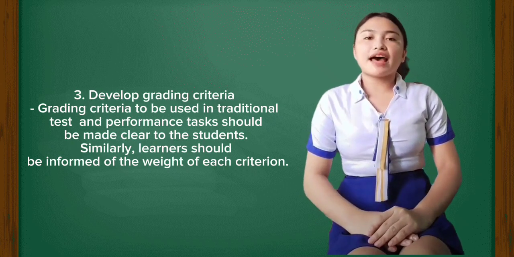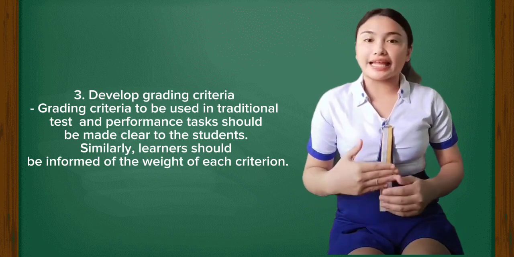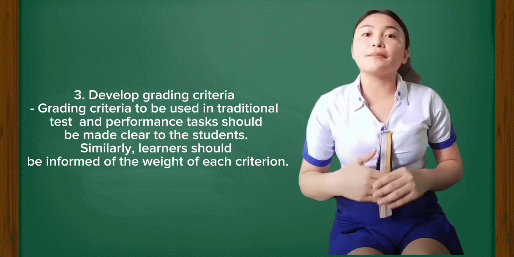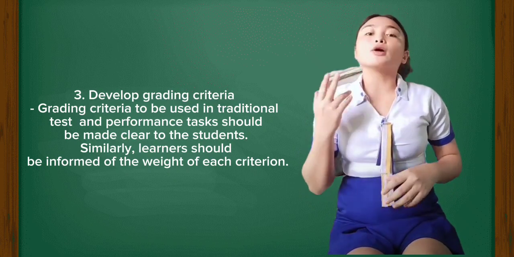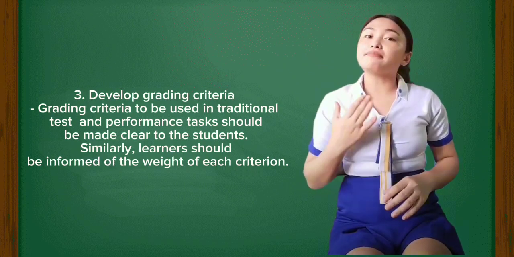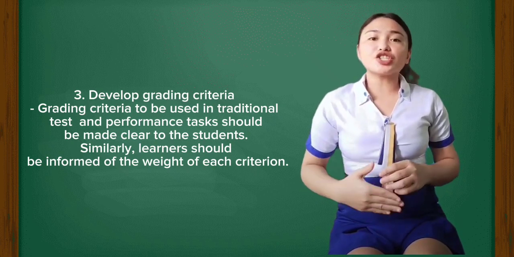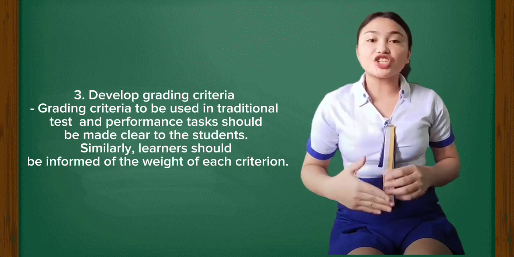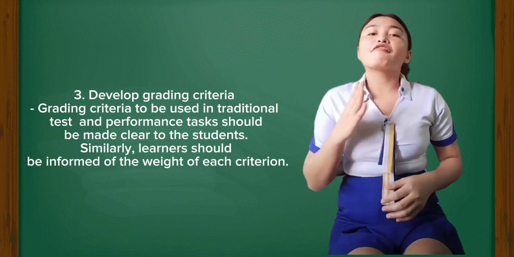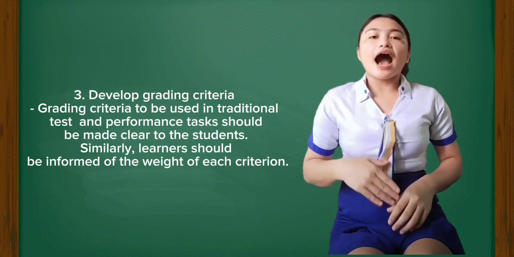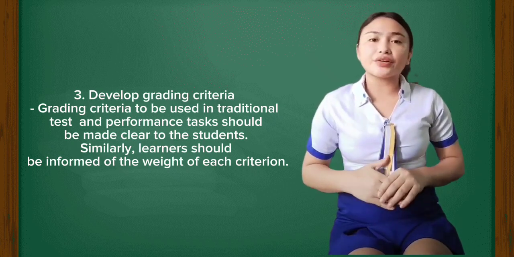Number 3, develop grading criteria. Grading criteria to be used in traditional tests and performance tasks should be made clear to the students. Traditional tests include essay, multiple choice questions, fill in the blank, matching type, and true or false. Similarly, learners should be informed of the weight of each criterion. Grading criteria and weight should be applied fairly and consistently. A holistic and analytic rubric can be used to map out the grading criteria.